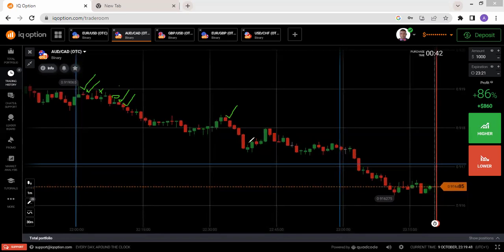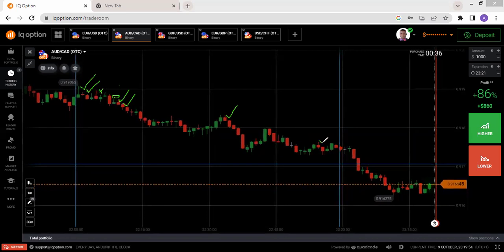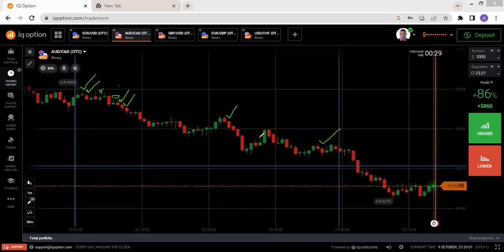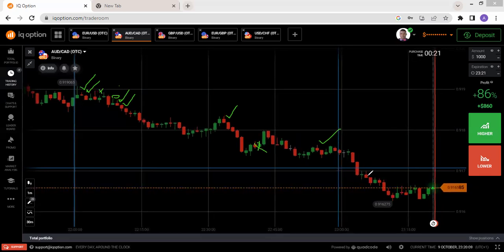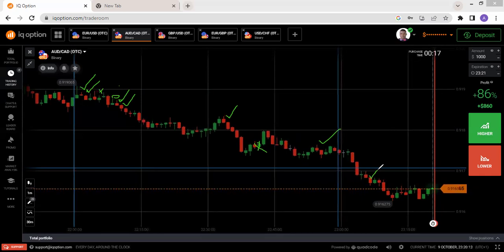This is also not a hammer because it is inside of this range. So we are coming down. We saw another one here. Assuming we also take this one, we lost this one. Okay, let's go back. Let's go to this one. We are trending down. We have a good hammer here. We take this one and we win.